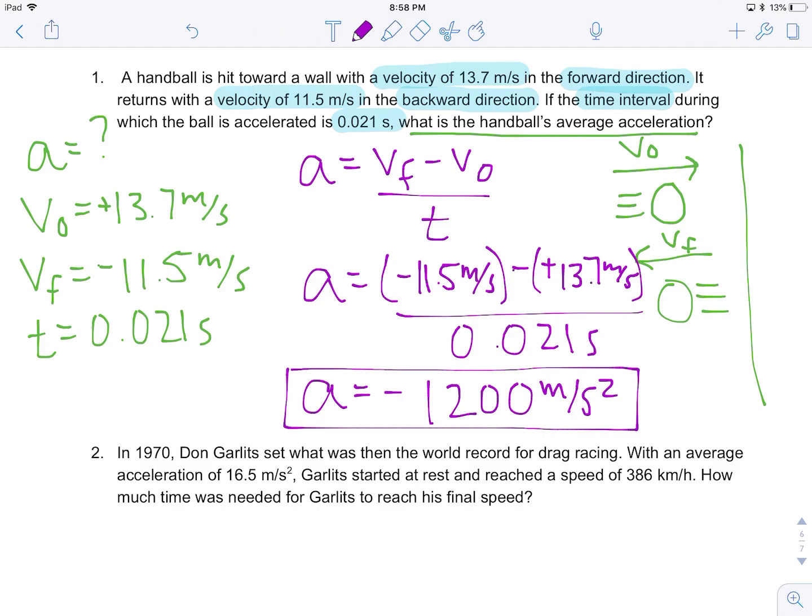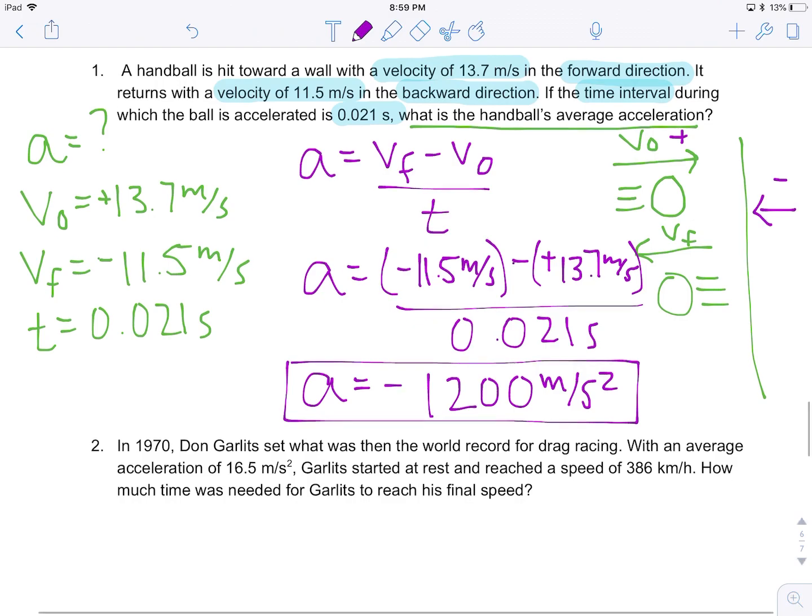Well, at first the ball was moving in the positive direction. If I told you to think of acceleration as a push, that means it received a push in the negative direction, which seems to sort of make sense here. The wall pushed the ball in the opposite direction to make it travel backwards at the end. Let's try the next problem.